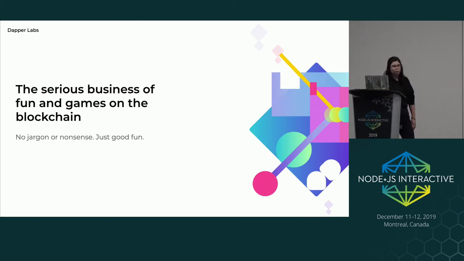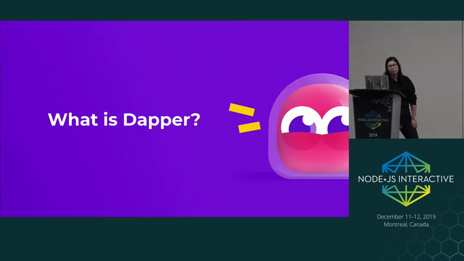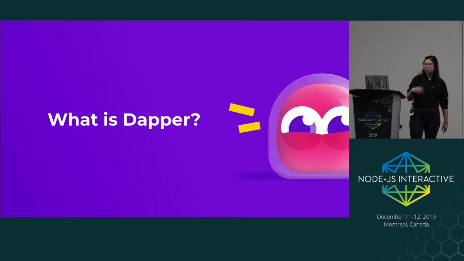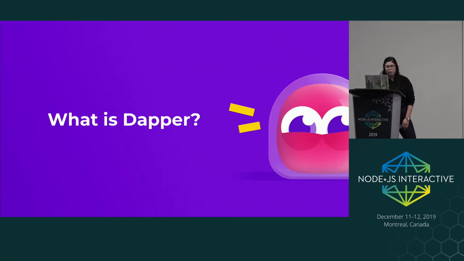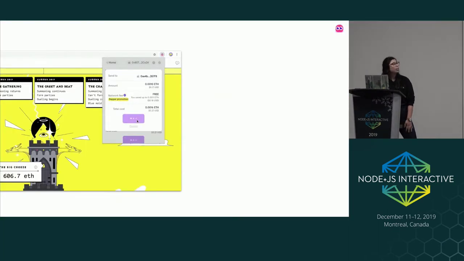And at Dapper Labs, I work on this product that we call Dapper. I know it's a little bit confusing because the product has the same name as the company, but bear with me. And what is Dapper? Dapper is a wallet for blockchain, for Ethereum specifically.